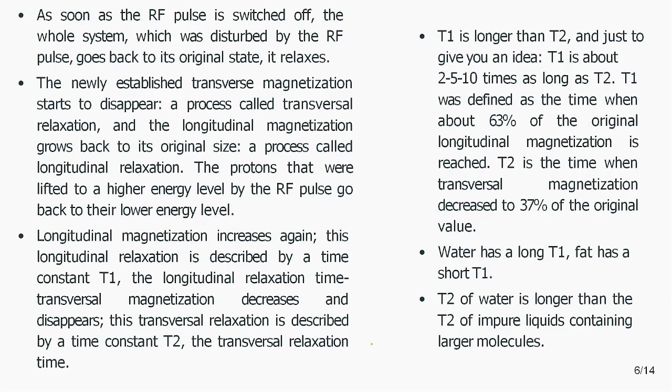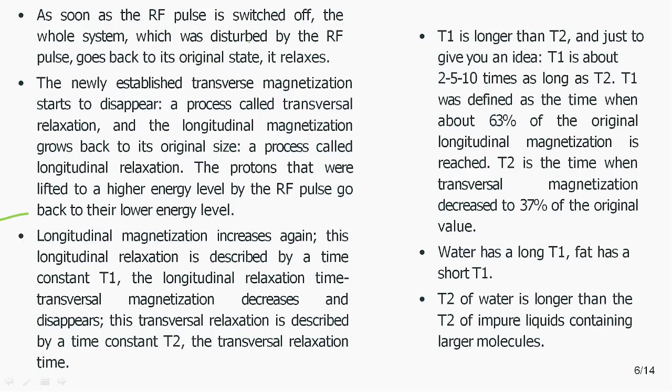As soon as the RF pulse is switched off, the whole system which was disturbed by the RF pulse goes back to its original state. We call that the relaxed state. So here two things will happen. One is the transverse magnetization starts to disappear, because the transversal magnetization occurred due to the application of RF, and when we withdraw that, it starts disappearing. That process is called transversal relaxation.